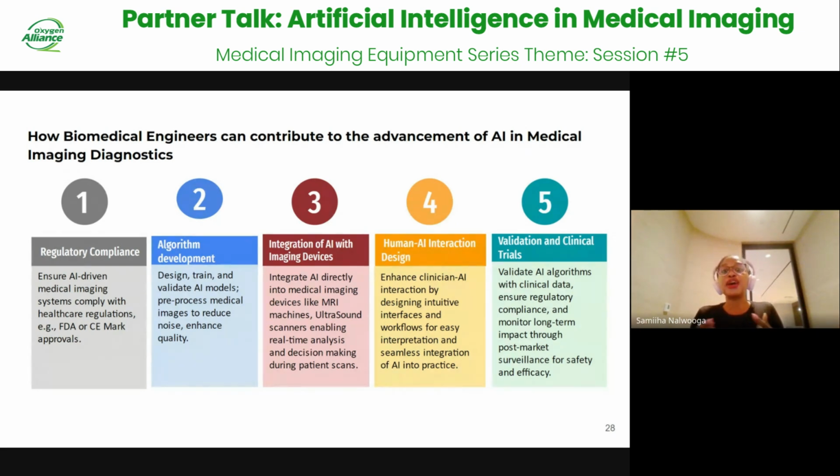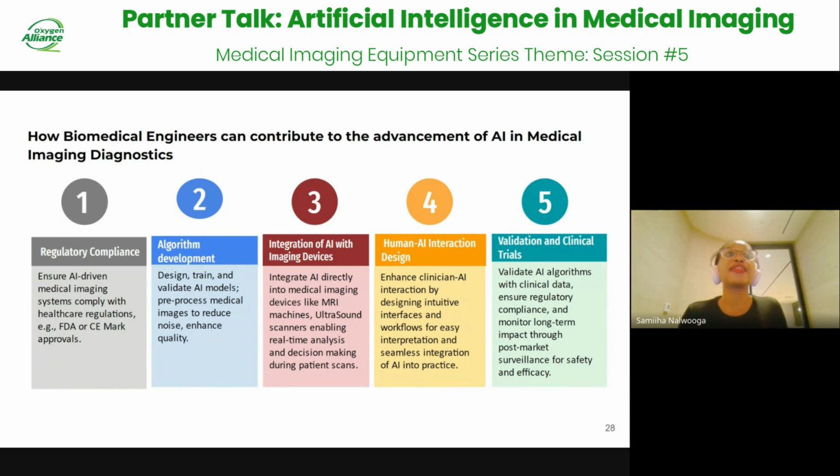Then the other one is the aspect of human-AI interaction design. As biomedical engineers, in all our curriculums, when it comes to biomedical engineering design, we know things that are related to human-centered design. There is a need for the producers, developers, or designers of these systems to put the end user in mind.